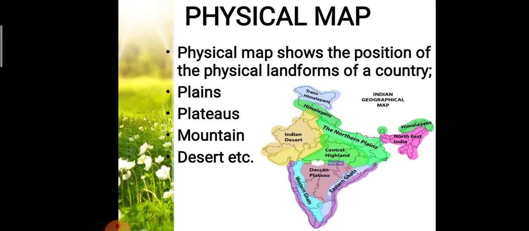The primary purpose of a physical map is to show landforms. Like I mentioned earlier also, a physical map focuses on the geography of an area because it shows the geographical features. I hope you understood physical maps.